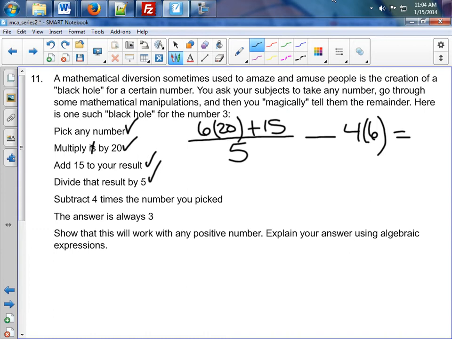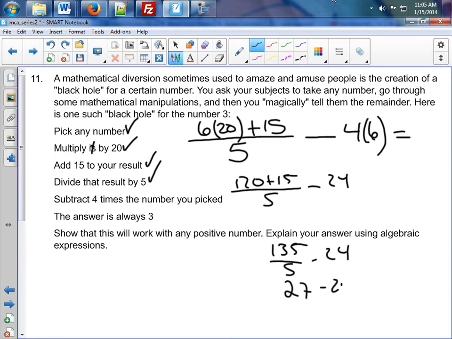6 times 20 is 120. Plus 15, divided by 5, minus 24. What is 120 plus 15? 135, divided by 5, minus 24. What is 135 divided by 5? 27. So 27 minus 24 equals 3.